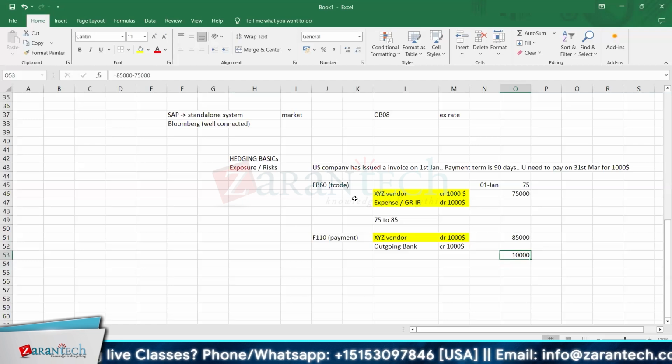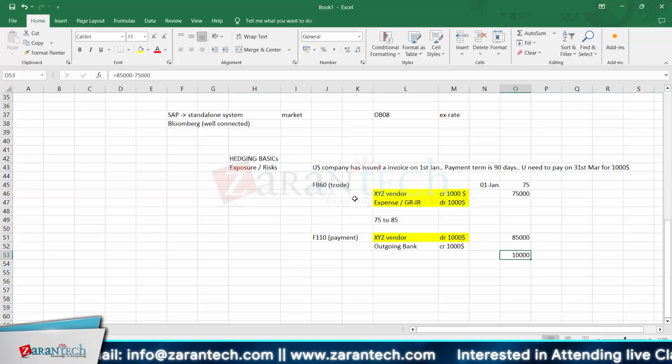The reverse can happen for customer billing. Let's say you are billing the customer in the US in dollars, and now the dollar has reduced for you. So now you'll be receiving a lesser amount of money because the dollar has reduced. You don't want such kind of risks on your company. This is a foreign currency risk.